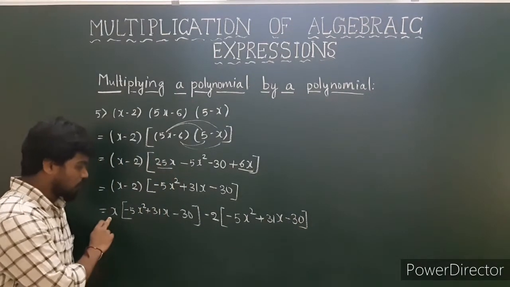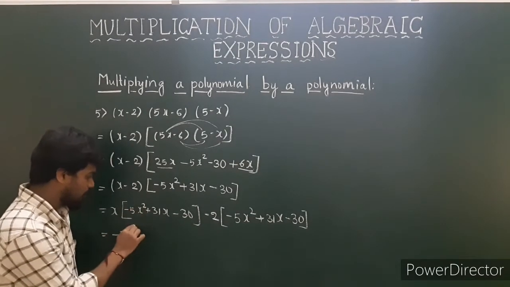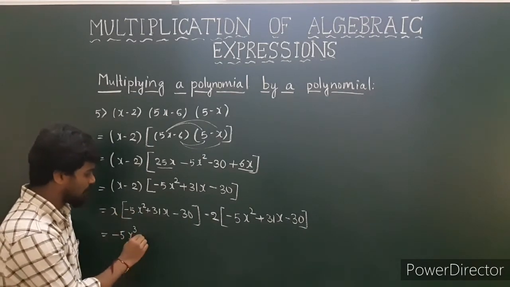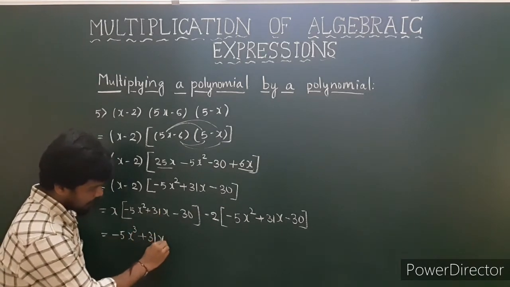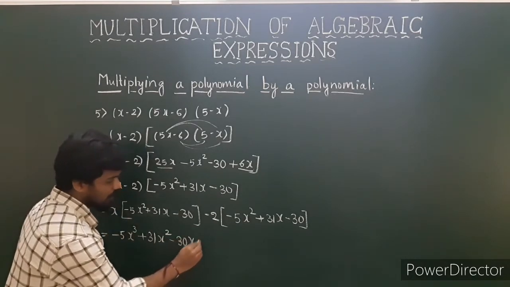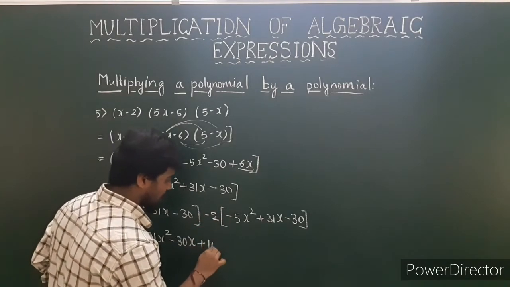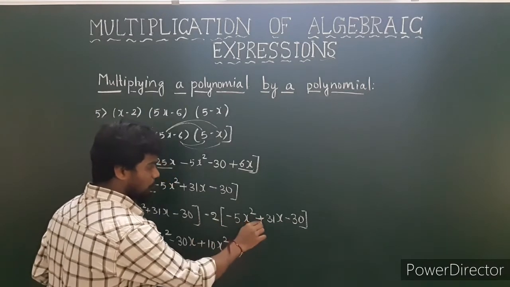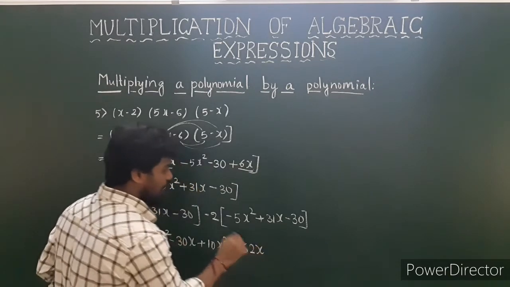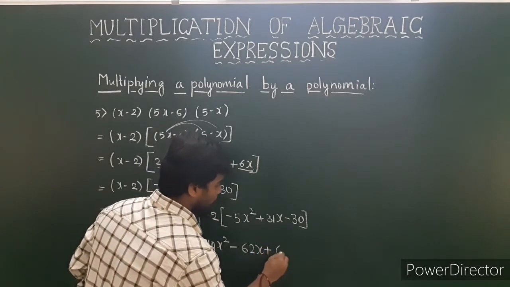So x into minus 5x square, you get minus 5x to the power 3. So x power 2 into x, you get x power 3. Next, plus into plus is plus 31x square. So x into x, you get x square. So minus 30 into x, you get minus 30x. Now we multiply here, minus into minus is plus, so 2 5s are 10x square. So minus into plus, you get minus, so 62x. And minus 2 into minus 30, minus into minus is plus, 30 into 2, you get 60.